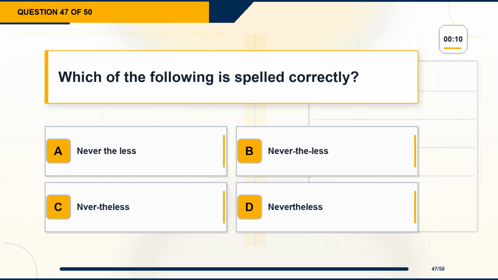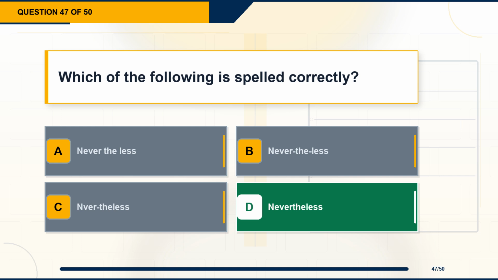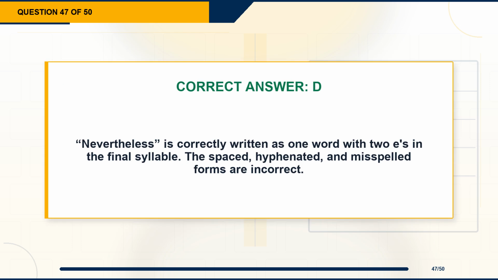Question 47. Which of the following is spelled correctly? Option A, nevertheless. Option B, nevertheless. Option C, nevertheless. Option D, nevertheless. The correct answer is option D, nevertheless. Explanation. Nevertheless is correctly written as one word with two E's in the final syllable. The spaced, hyphenated, and misspelled forms are incorrect.